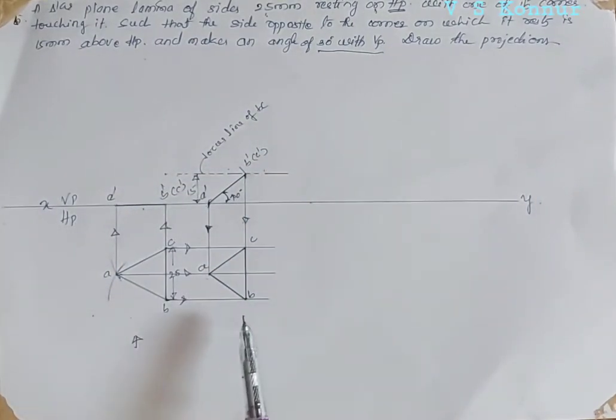Resting on HP, HP angle first we should take, then VP angle. So VP angle is 30 degree, so we'll draw the 30 degree VP angle. When it is VP, we should take it inside HP.